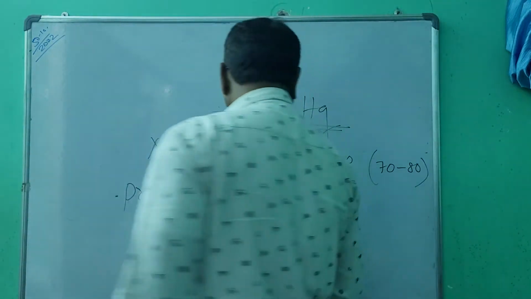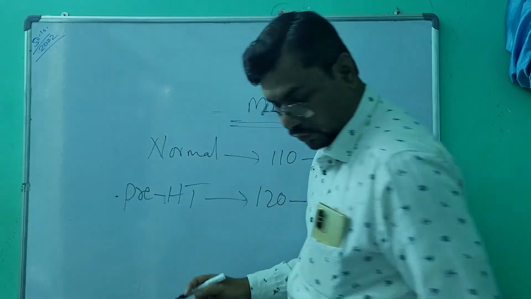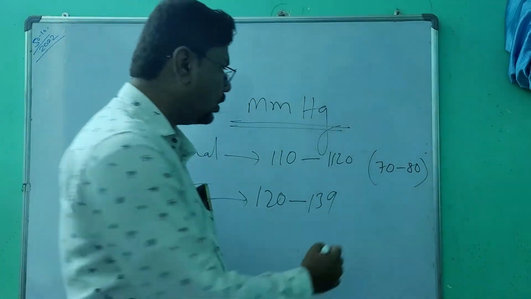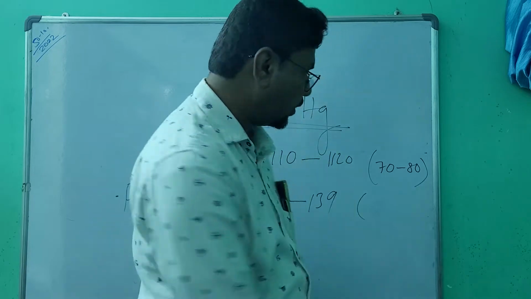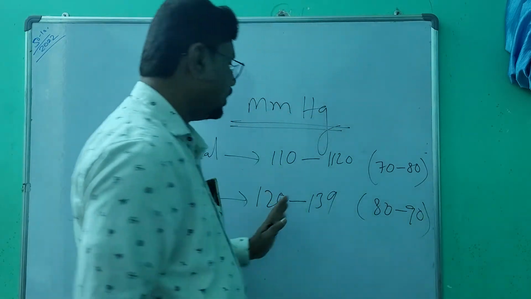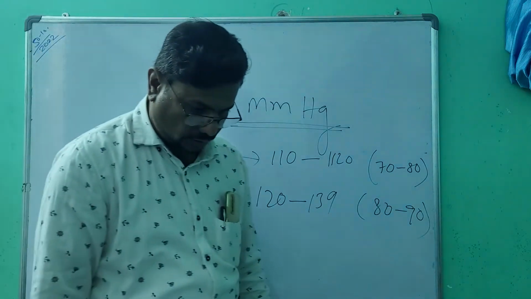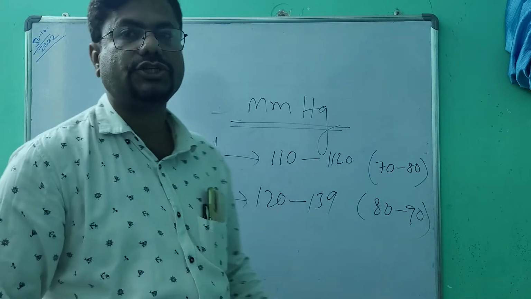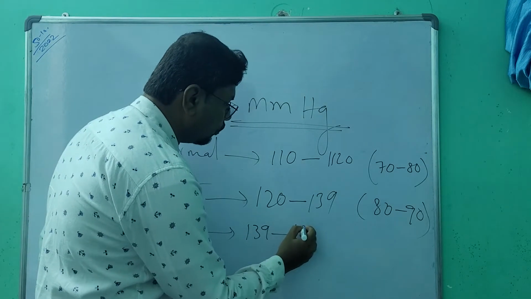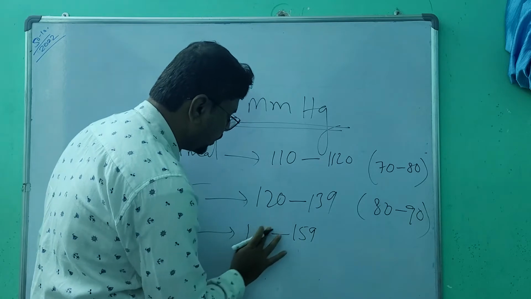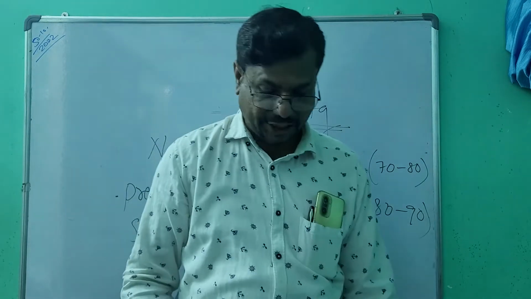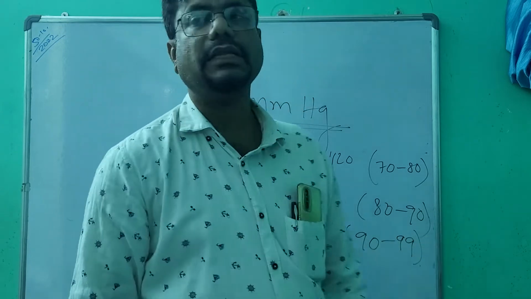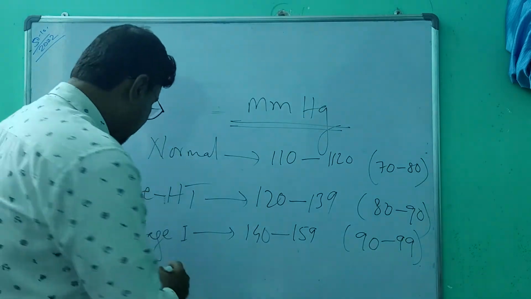So in pre-hypertension, it increases from 120 to 139 systole, and the diastole is 80 to 90. So this is pre-hypertension. Then we say stage 1 hypertension. In stage 1 hypertension, the systole is 140 to 159, and the diastole is 90 to 99. Then we say that it is stage 1. Then comes stage 2.